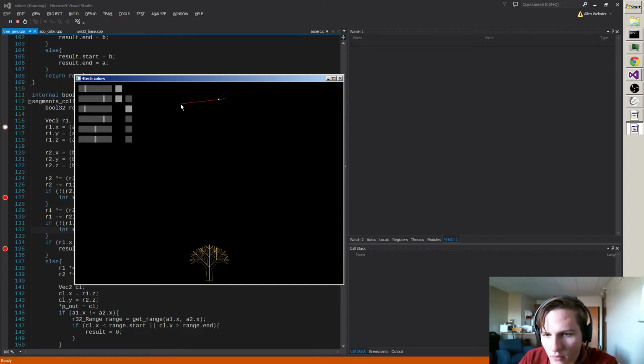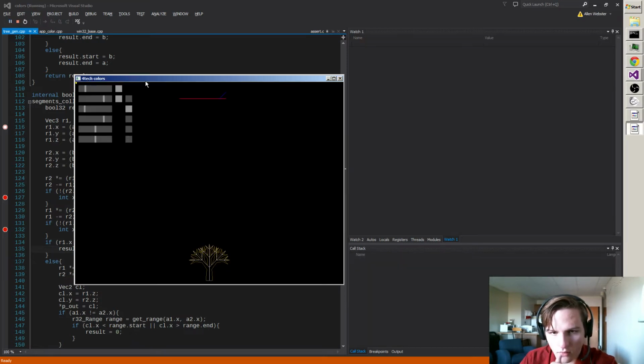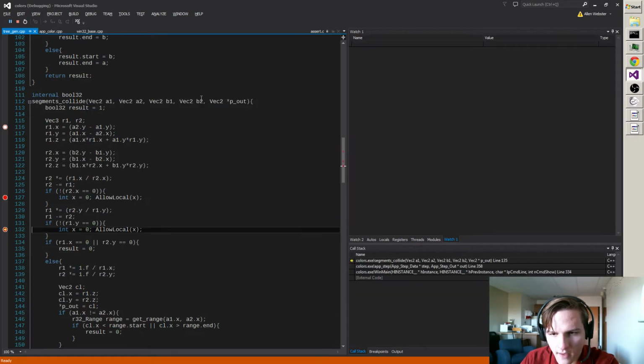So now what I want to do is try to make this line horizontal again. There it is. Oops, I want it to break here. Okay, continue. Now I can't get it to happen. Oh, there it is. Okay.